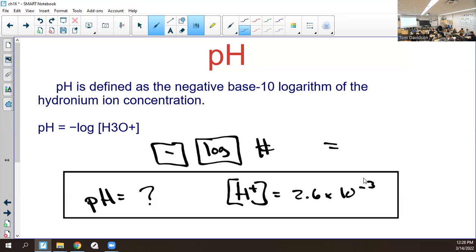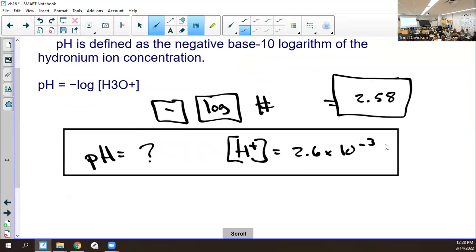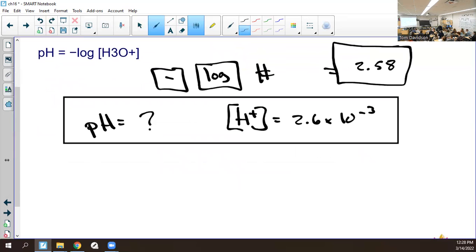You're a wizard. All right, my friends. Are we ready? All right, my lab partner back here says it is 2.58. Who agrees? You okay with that? Okay, could you tell me then what the OH minus concentration is equal to?